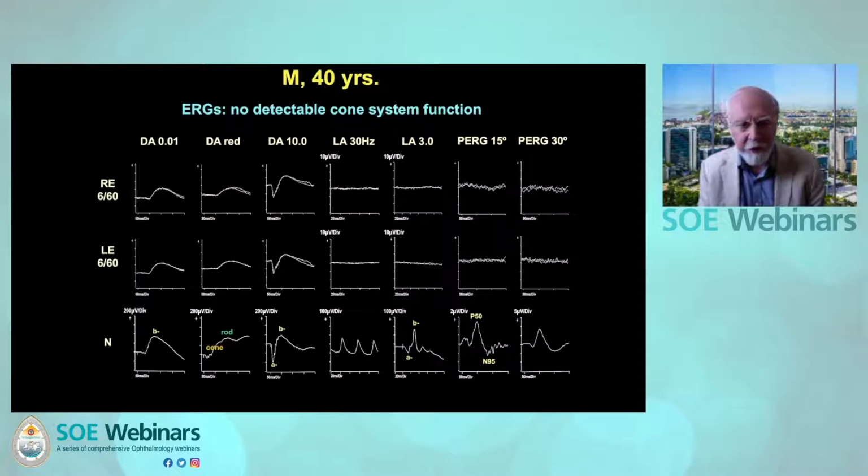And when we look at the electrophysiology, this patient doesn't have a cone dystrophy. This patient has no detectable cone function whatsoever. We look at the red flash under dark adaptation, cone component is lacking, rod function preserved, and no cone function whatsoever. So this patient phenotypically has achromatopsia, but genetic screening was refused.